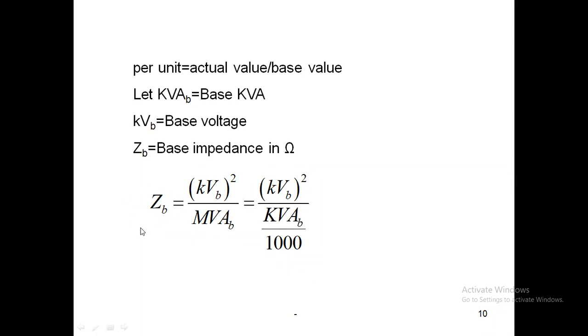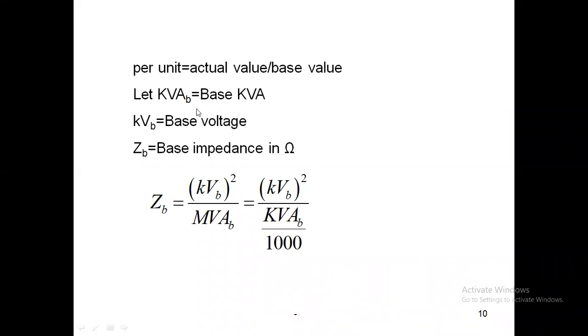So for that, you have to find out the base impedance. Base impedance is a quantity used to calculate the per unit impedance, and you can calculate it by this formula. It is simply the kV base squared divided by the MVA base, or kV base squared divided by the kVA base divided by 1000. If your power system is working on some kV, like 11 kV or 33 kV, then you have to choose it as the base kV, and after that you have to find out the base kVA also.